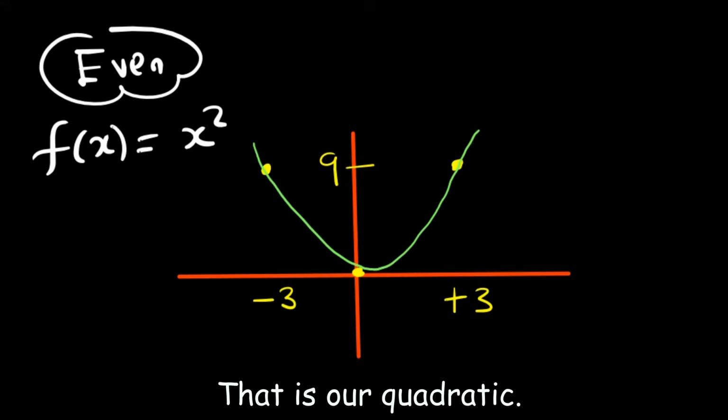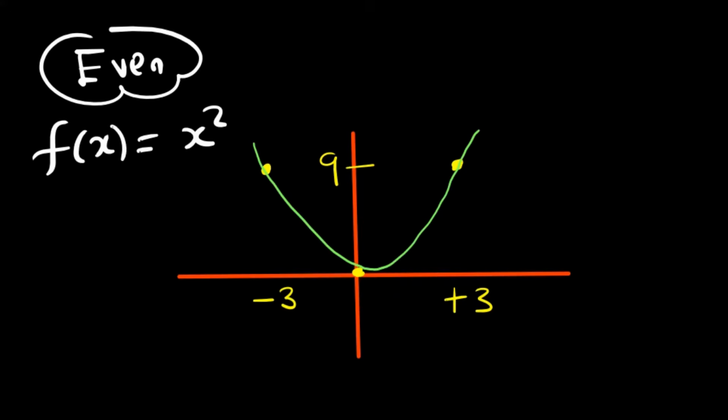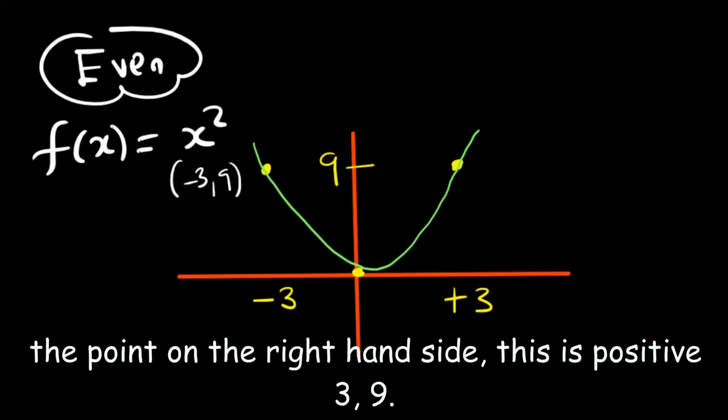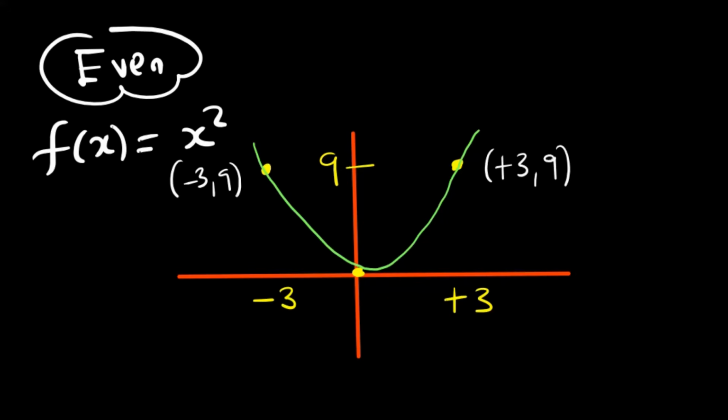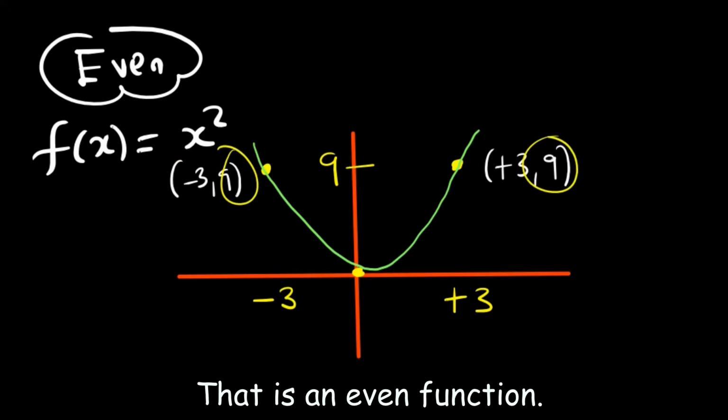That is our quadratic. Now, what are we able to see here? If I'm going to write these points that we've just displayed here, the point on the left is negative 3, 9. The point on the right-hand side is positive 3, 9. So what you're able to notice is that whether we change the x value, we are still getting the same answer, which is 9. Okay, that is an even function.